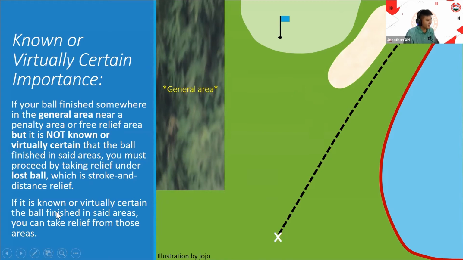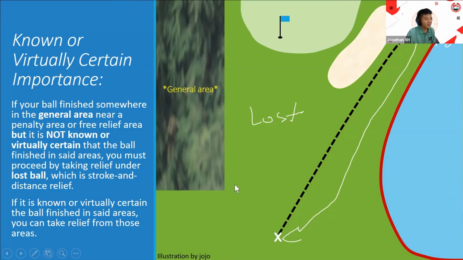Now, if it is known or virtually certain that the ball finished in said areas, let's say the said area here is the penalty area. If we know the ball ended up here, then you can take relief here and chip it on and maybe save par or whatever. But in a case where you don't know or you're not even virtually certain that the ball finished in the water, you didn't find it here, then it is declared lost. And you have to walk all the way back to point X and you're losing a stroke and you're losing distance.